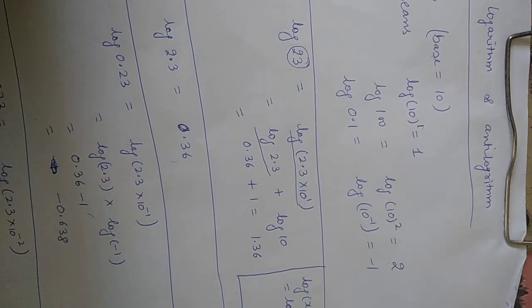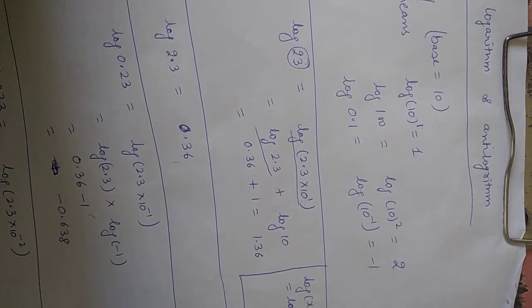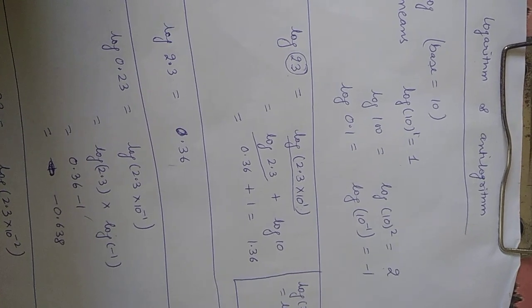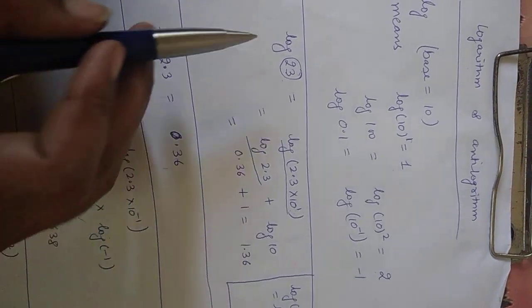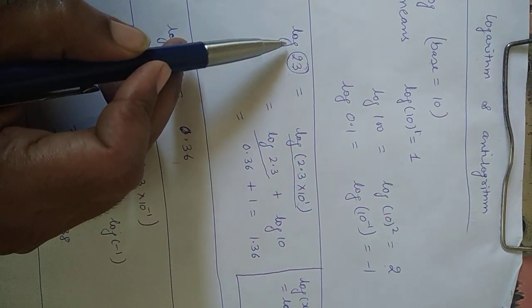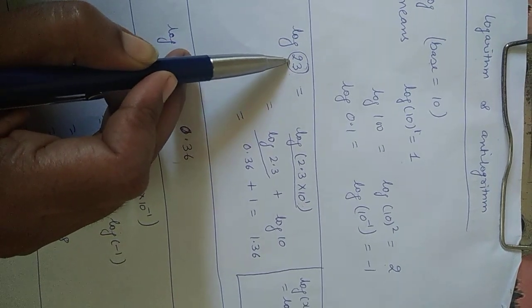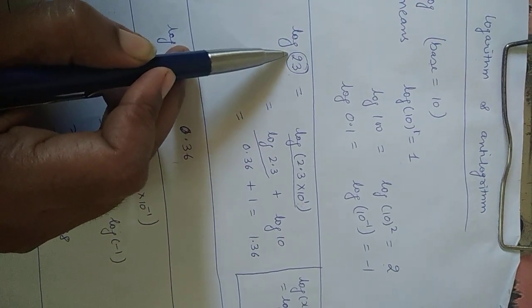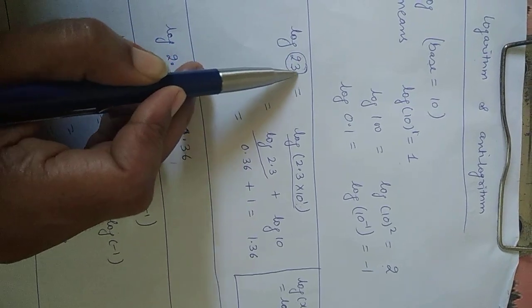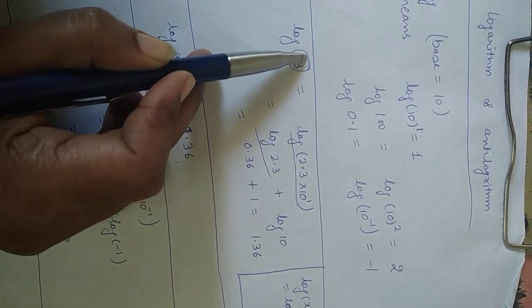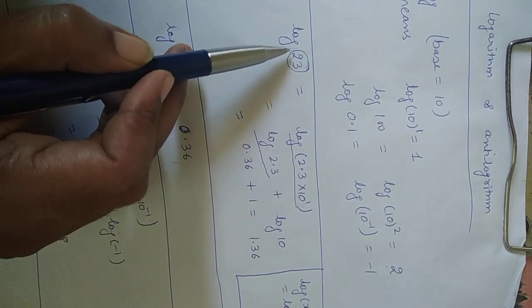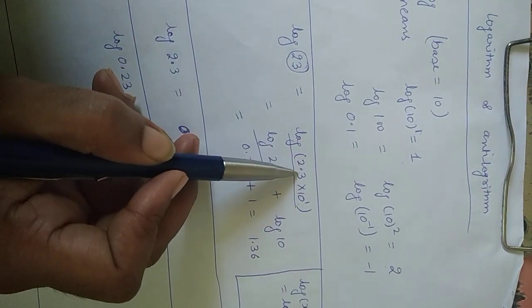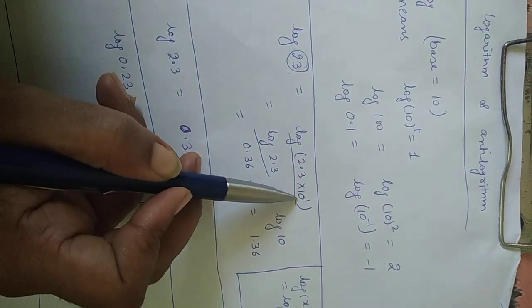This was simple, but if I have another number that is not a power of 10, how do I take the log? For example, let's say I want to calculate log of 23. The first thing you have to remember is to always convert the given number into scientific notation. I can write it as 2.3 times 10 raised to the power 1.